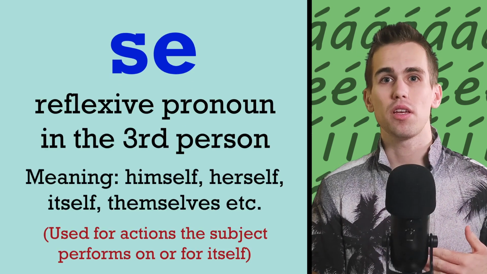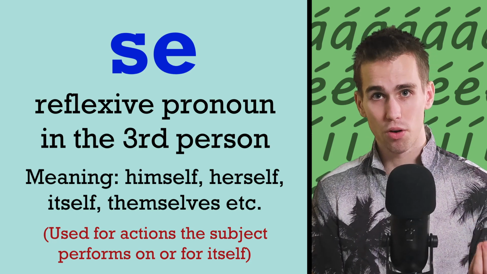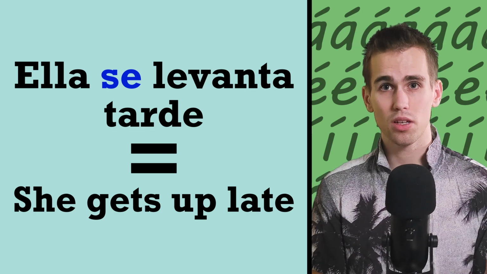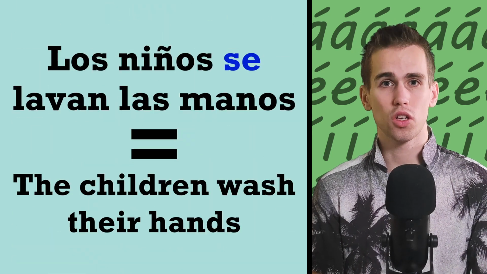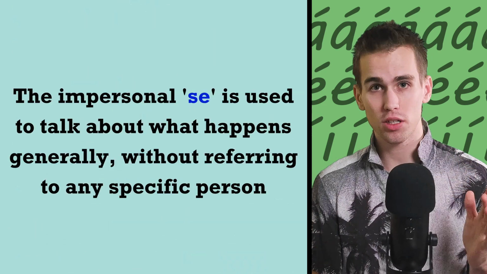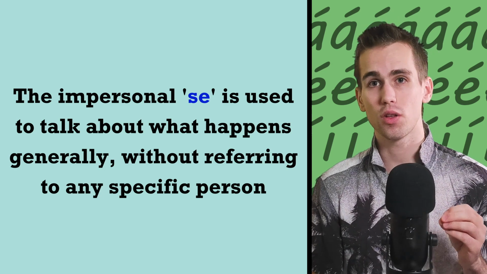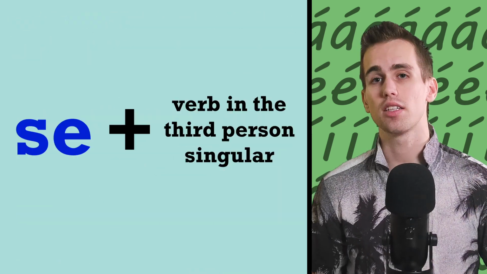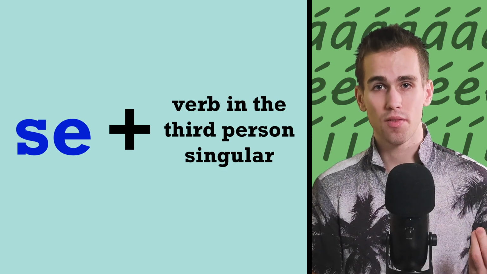Se can, for example, be a reflexive pronoun in both the third person singular and the third person plural. Ella se levanta tarde, reflexive pronoun in the third person singular. Los niños se lavan las manos, a reflexive pronoun in the third person plural. The impersonal se is used to talk about what happens generally without referring to any specific person. The formula for using the impersonal se is se plus a verb in the third person singular.